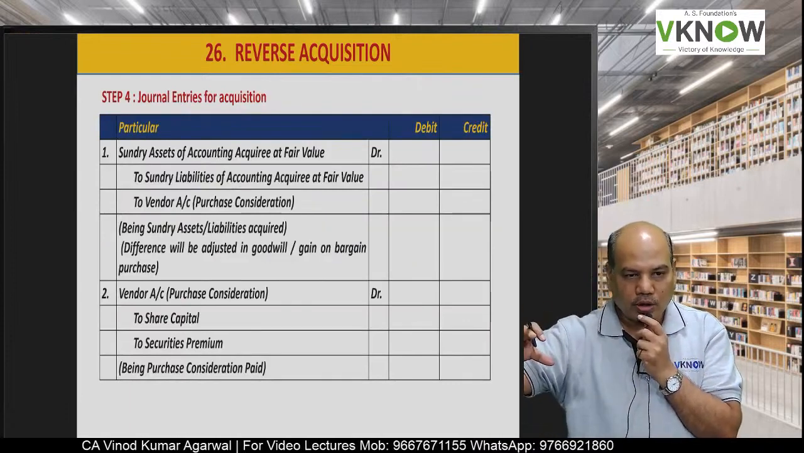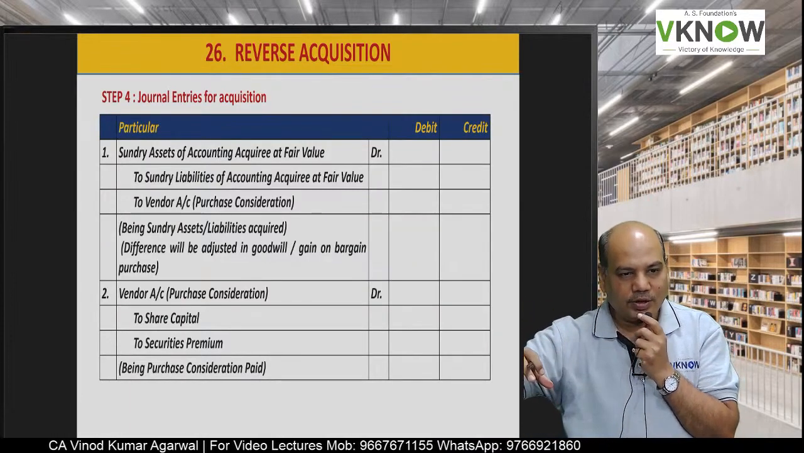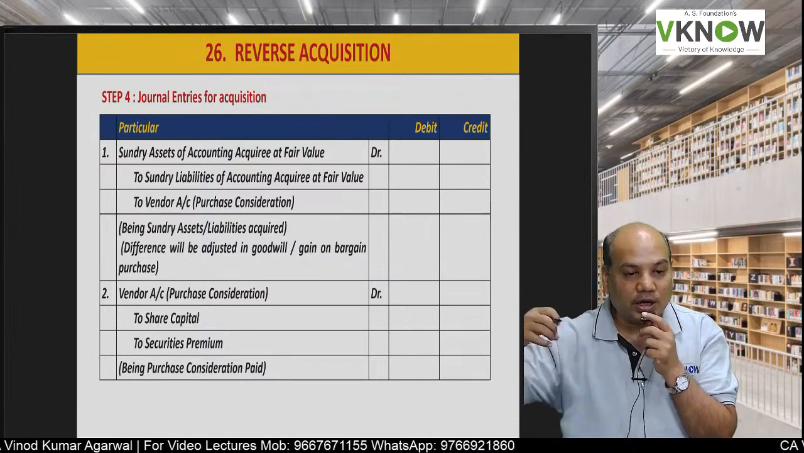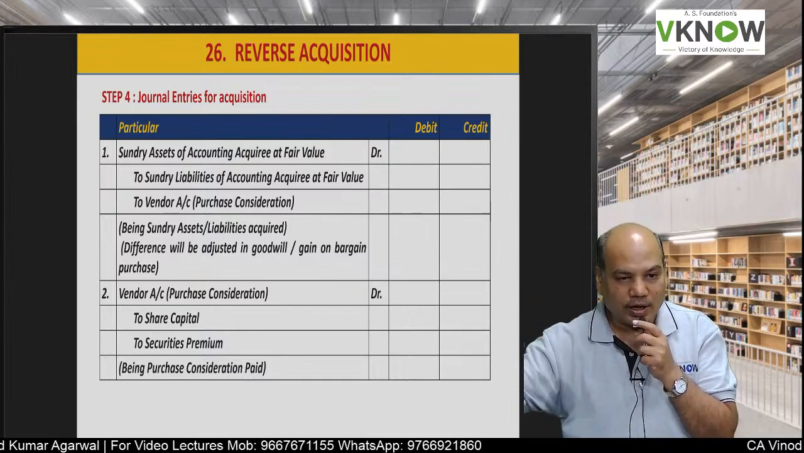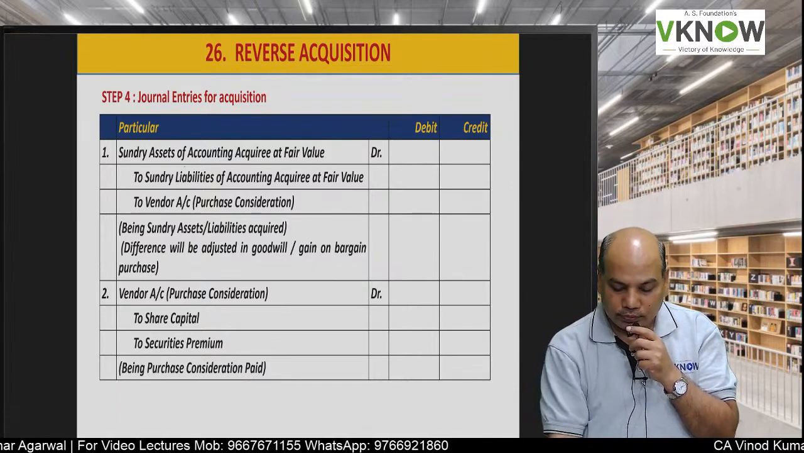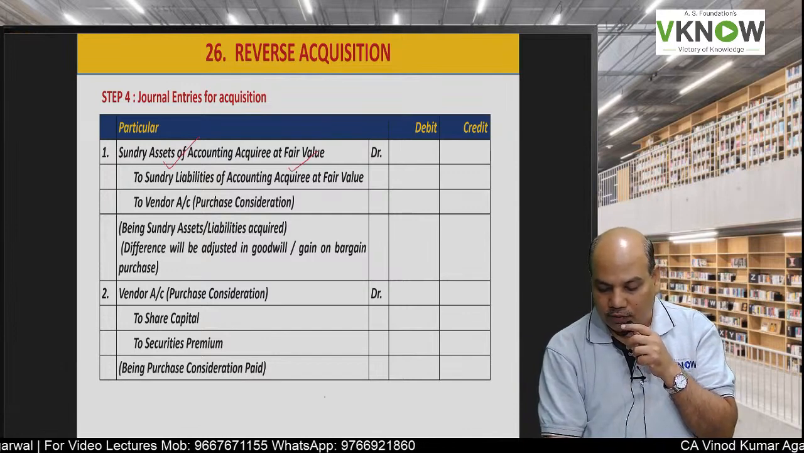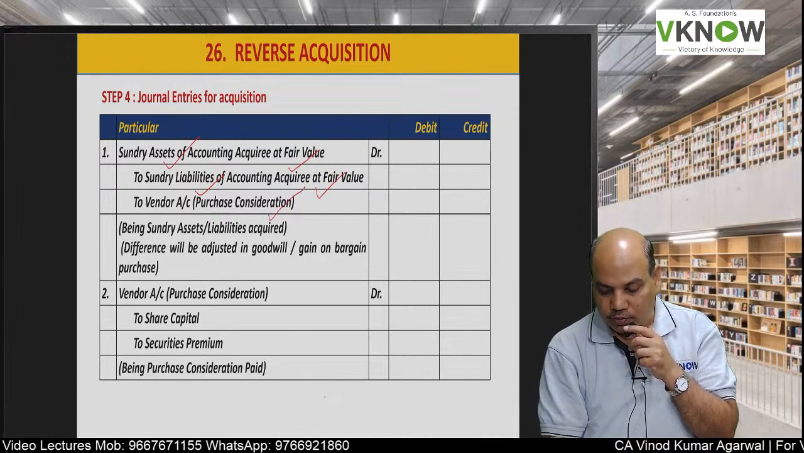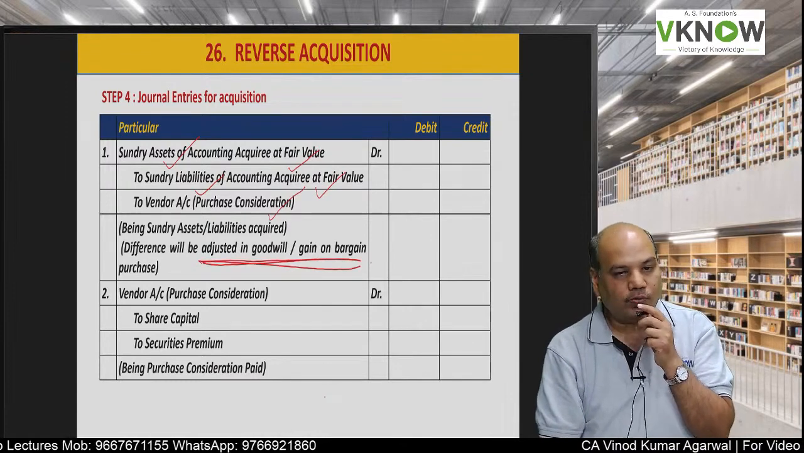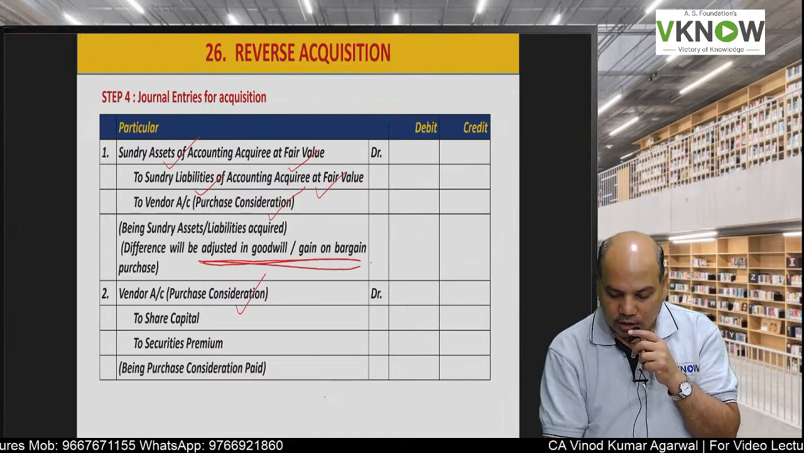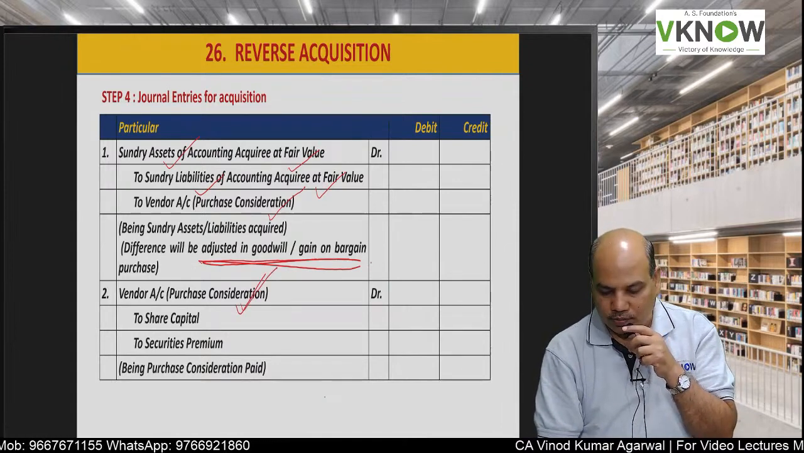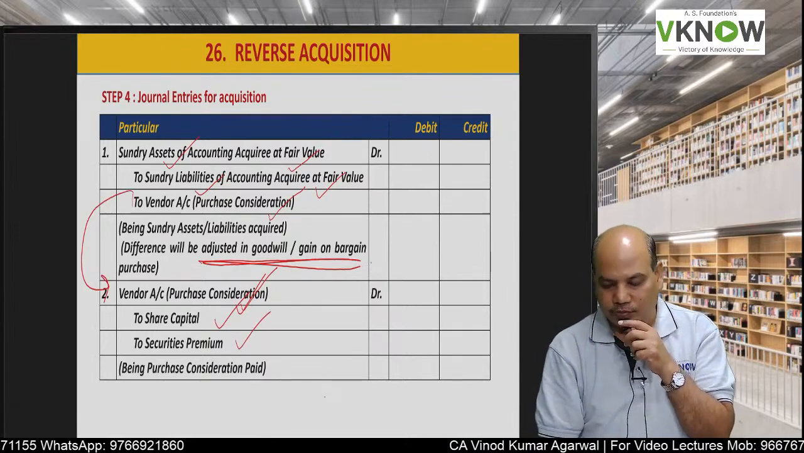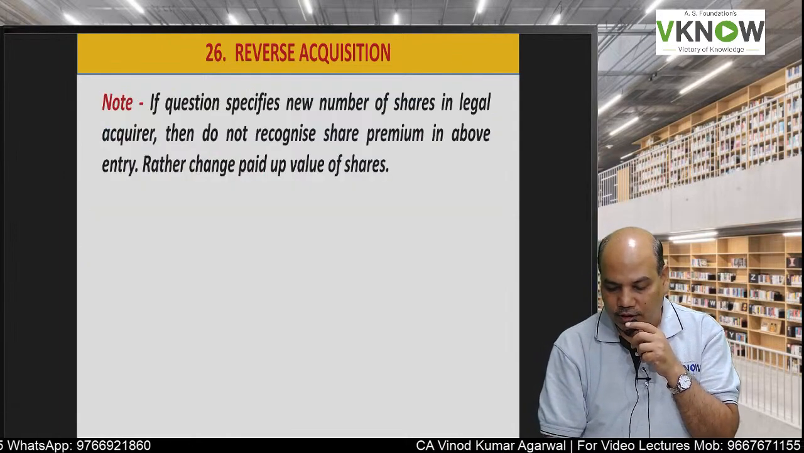Now you are going to record asset, liability, reserve, asset and liabilities of the accounting acquiree or legal acquirer at fair value. Asset account debit at fair value, liabilities at fair value to vendor purchase consideration. Any difference will be adjusted in goodwill or capital reserve. Vendor account debit, purchase consideration, this figure, to share capital, to securities premium. So this is how the entry will be done.